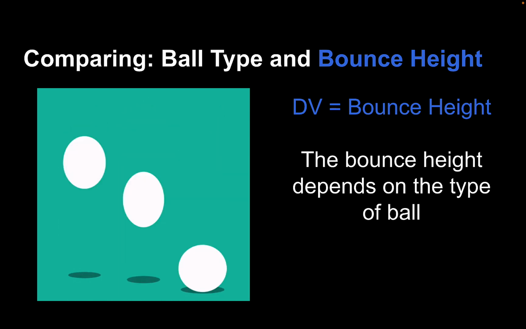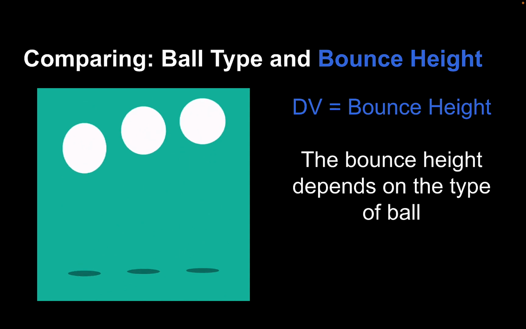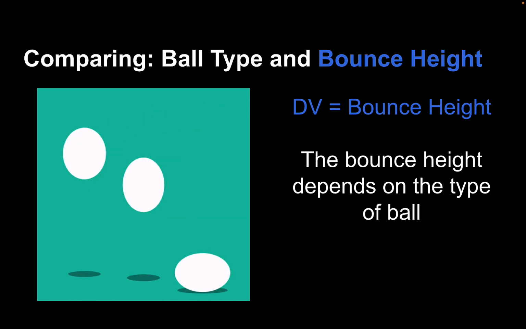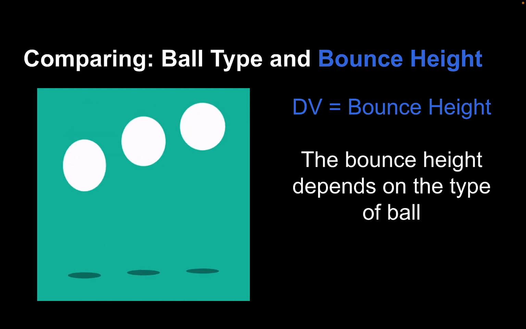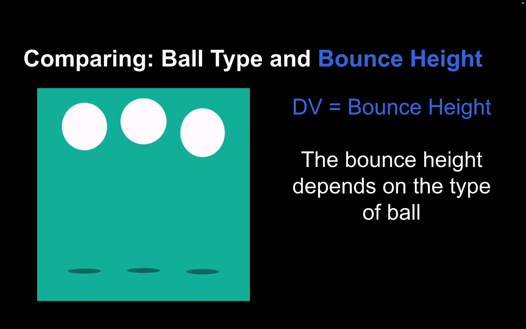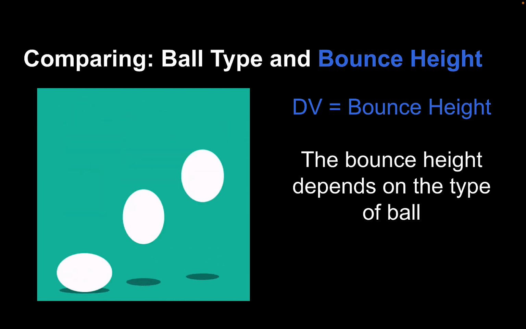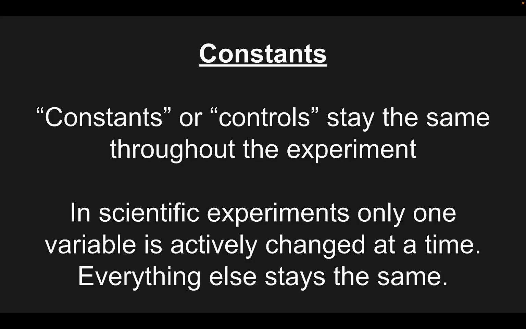I'm in charge of the ball type. That's the independent variable. But then as we actively change that independent variable, the ball type, we want to collect data on what happens with the bounce height. So that is our dependent variable. Or we could think of it as the bounce height depends on the type of ball that we drop.